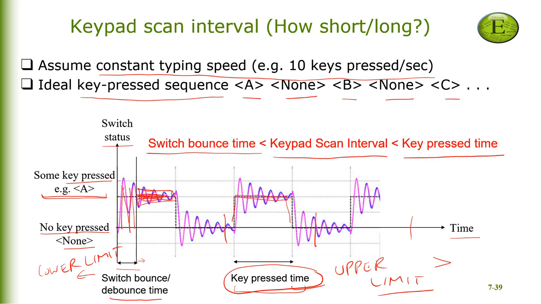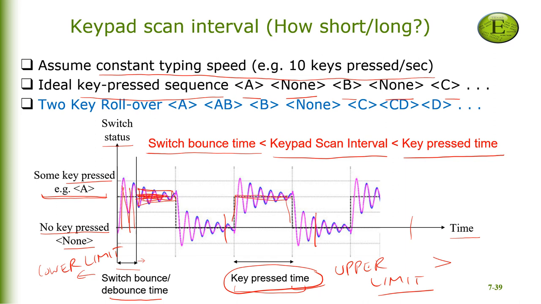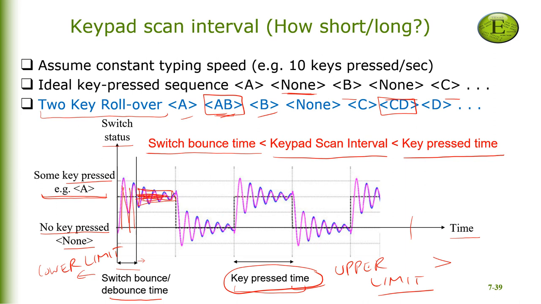And if we select the keypad scan interval appropriately, we can identify a situation where the typing deviates from the ideal key press sequence, such as the problem of a two key rollover. In a two key rollover problem, a key is pressed, then the next key is pressed before the previous key is released. So the user may type A and then press B immediately while A is still pressed. So this silent interval may disappear. This is a two key rollover problem where we have two keys which are simultaneously pressed, and we're going to devise a keypad scan strategy where we can determine a situation like this.